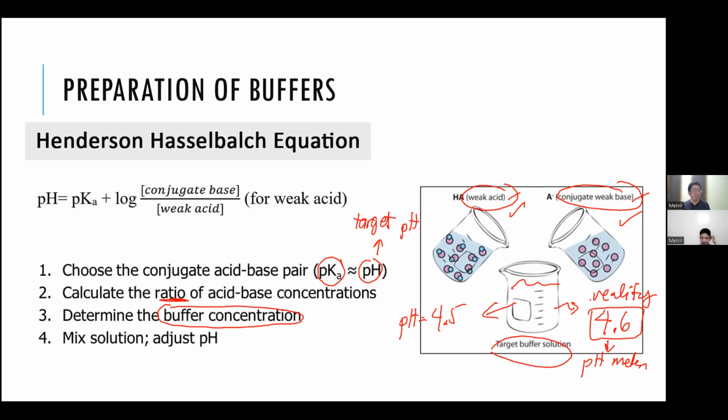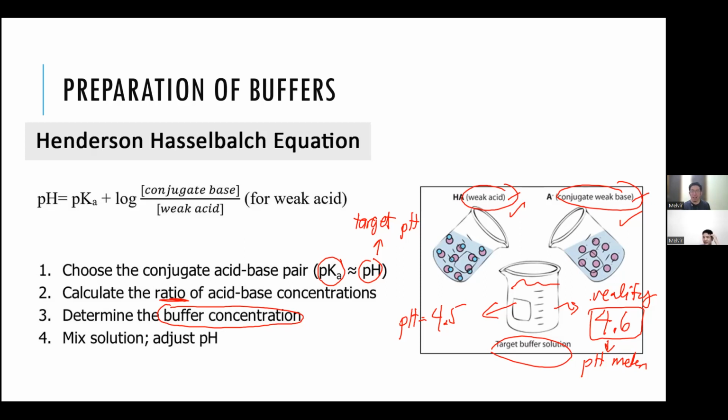Dilute? Hindi ka pwede mag-dilute dyan. Kasi pag dinidilute mo siya, ganun pa rin yan. Yung pH mo ay magiging 4.6 pa rin. Paano mapababa or mapataas ang pH?